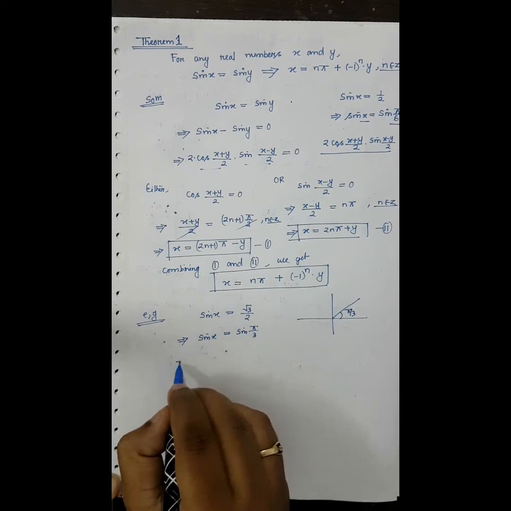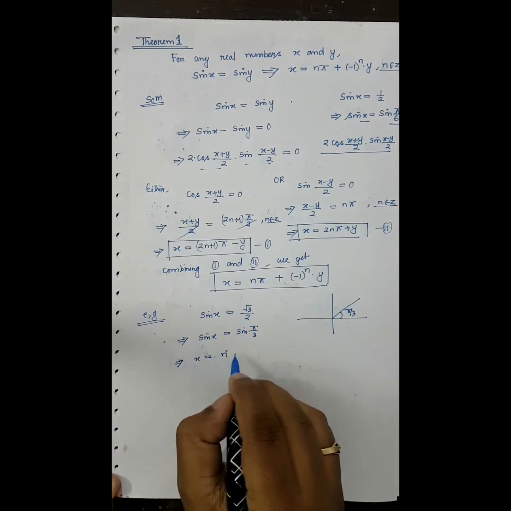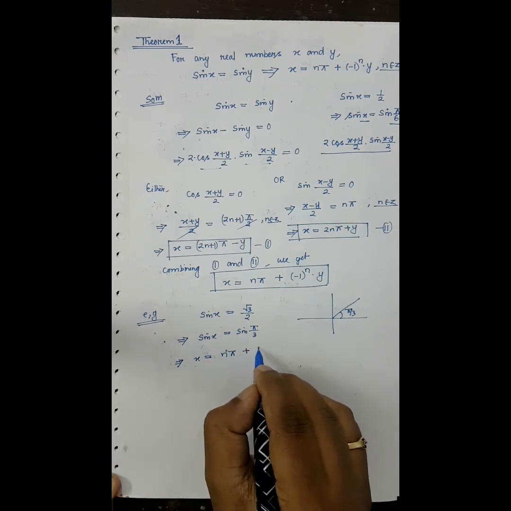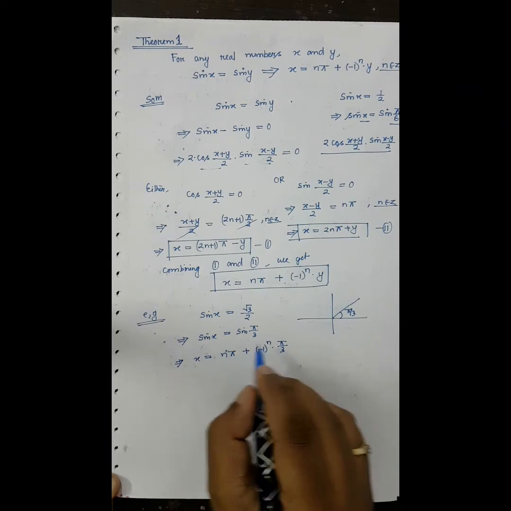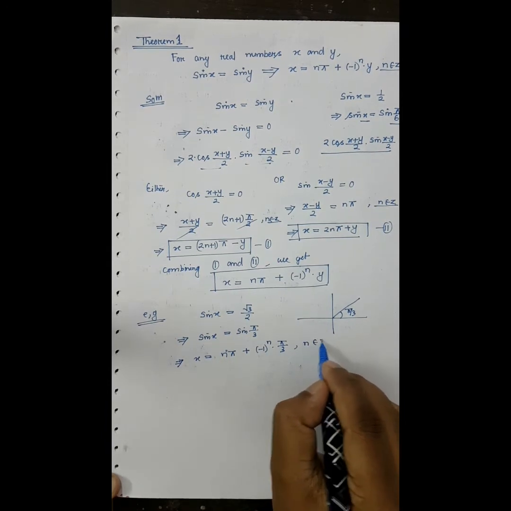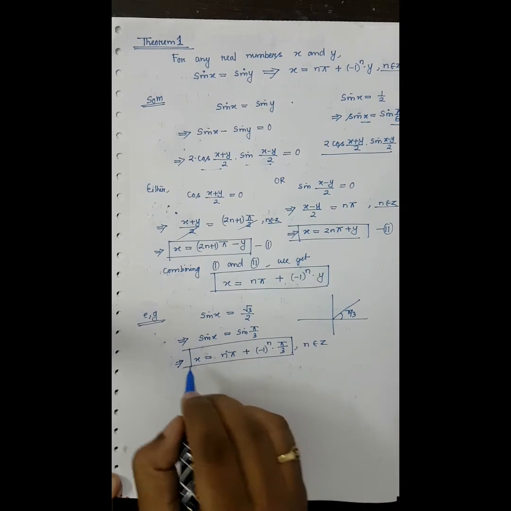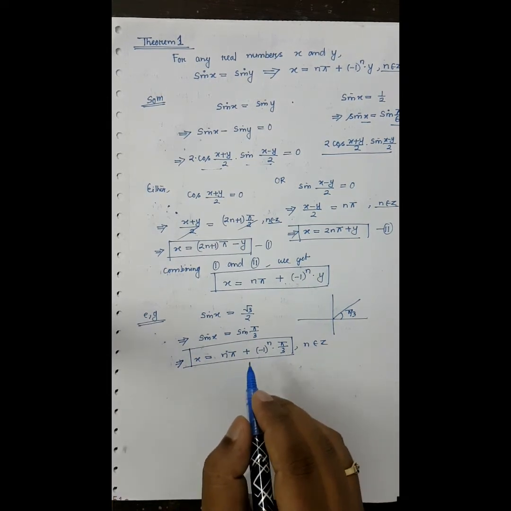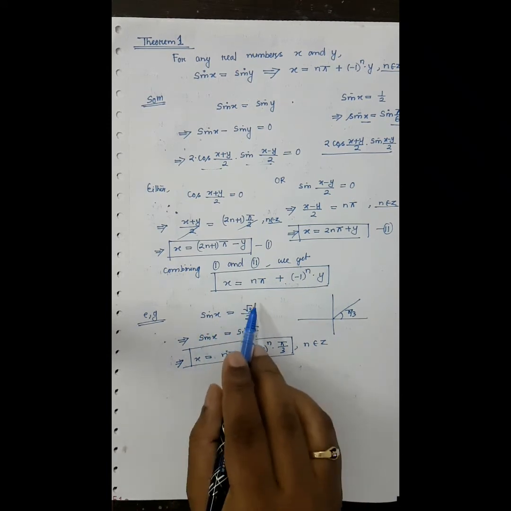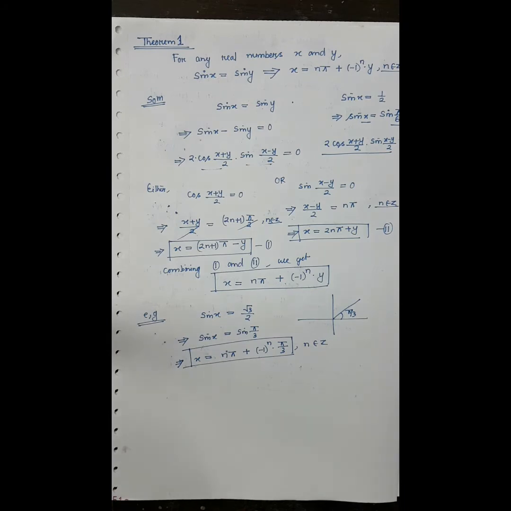Now to find the general solution, I can write x equal to n pi plus (minus 1) to the power n into y. Your y is equal to pi by 3, where n belongs to Z. This is your general solution of this trigonometric equation. It represents all the possible solutions for sin x is equal to root 3 by 2, right? This is your first theorem, theorem 1.